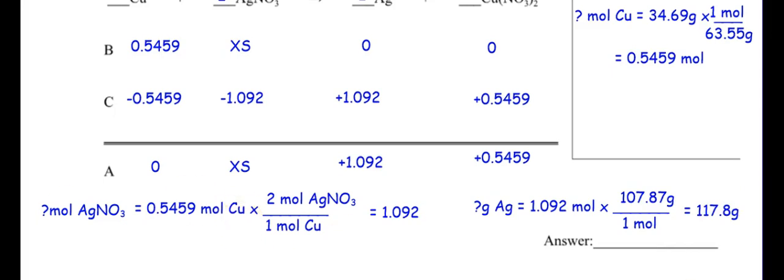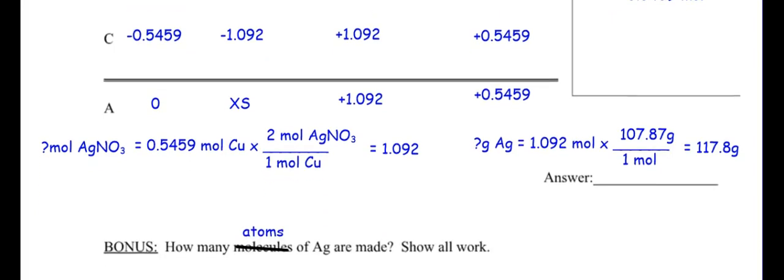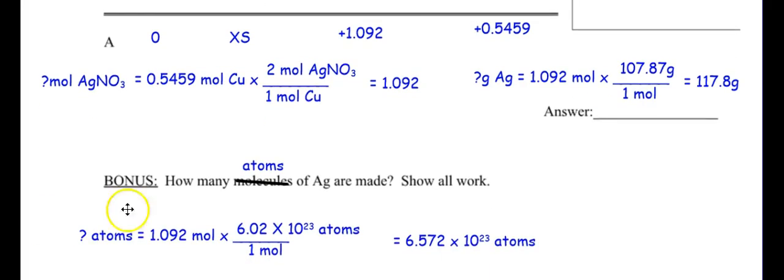All right. Then you have a bonus. Now I crossed out the word molecules and put atoms. Molecules would be if I want to know how many molecules of silver nitrate or copper nitrate if you have a compound. But I would use atoms because silver is an element there, all right, and then show all work. Well, folks, I just factor labeled again. I took how many moles of silver I had, 1.092 times, you recognize this number, I hope, and I got 6.572 times 10 to the third atoms.